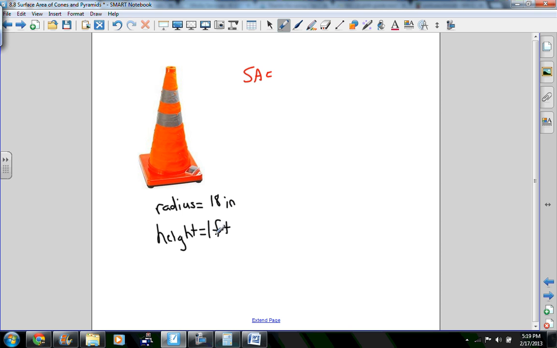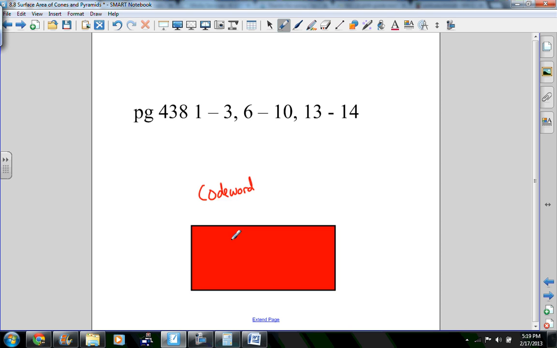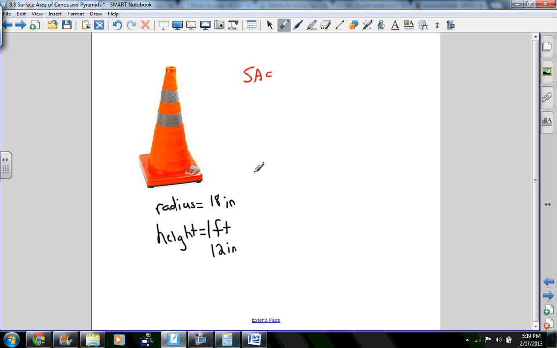Remember, because this is inches and this is feet, I'm going to turn this to 12 inches. Okay, for this one, surface area is the same thing. It's going to be equal to the area of the base plus 1/2 times the perimeter of the base times our lateral height L. Well, this one's going to be different because we got circles involved, but it's the same idea.